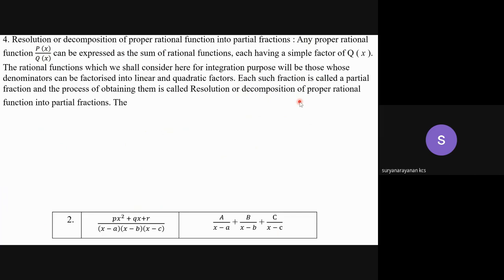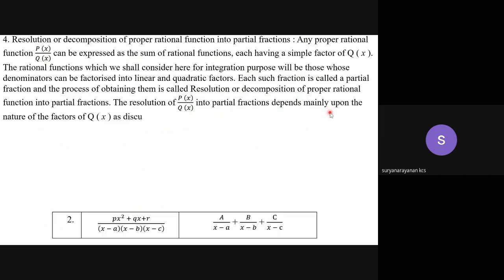So here a rational function will be given, a proper rational function. Only proper rational functions can be decomposed. Only proper rational functions can be resolved into partial fractions. The resolution of P of x by Q of x into partial fractions depends mainly upon the nature of the factors of Q of x as discussed below. So let us see how to resolve partial fractions.